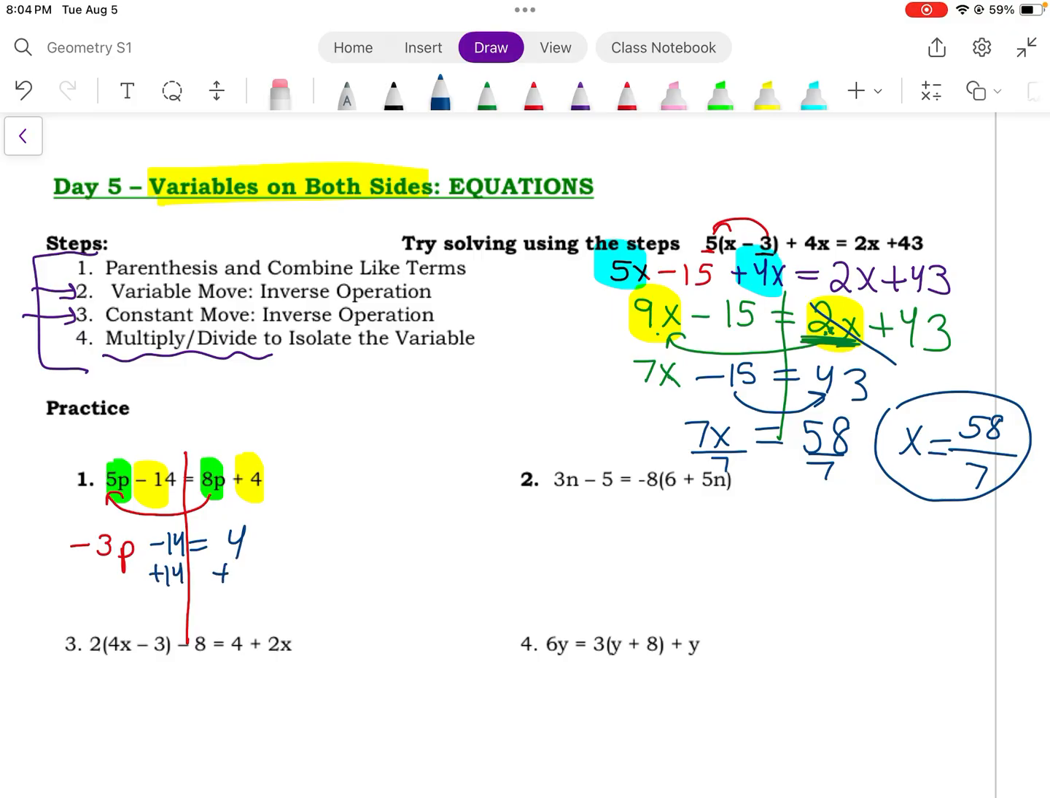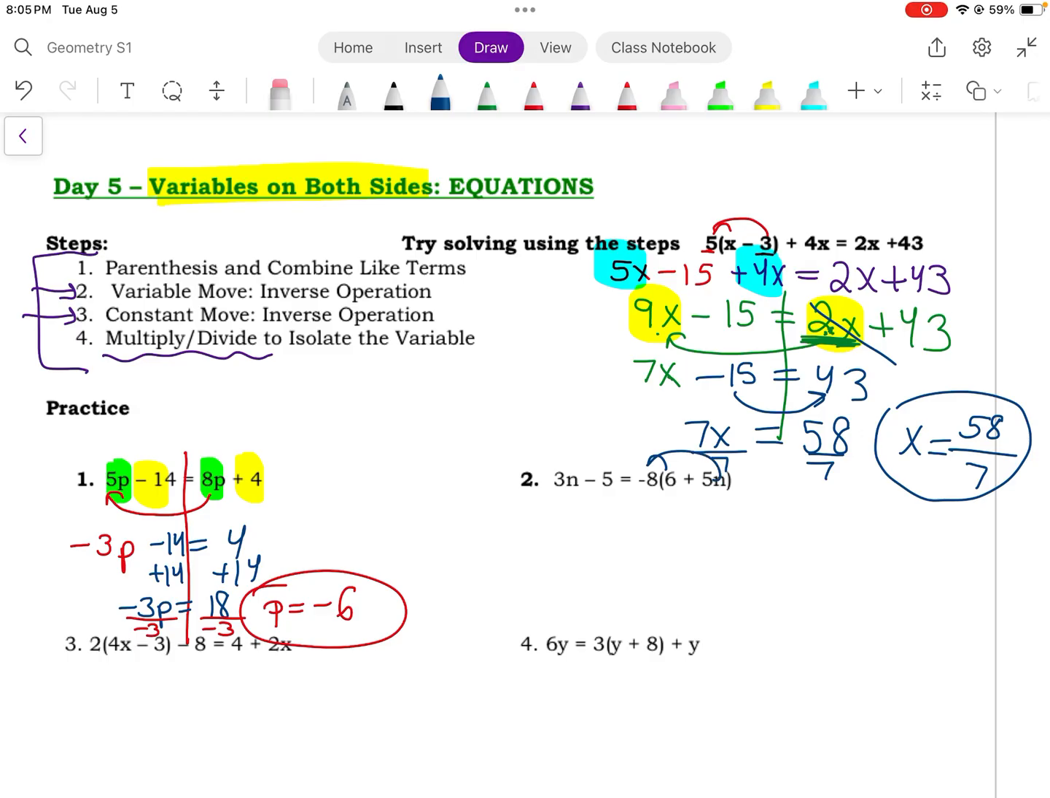I will add 14 to both sides, and I get negative 3p equals 18. And then what do I do last? I divide negative 3 to both sides, and p equals negative 6. And there we go. Then we're going to distribute, and that's my answer.